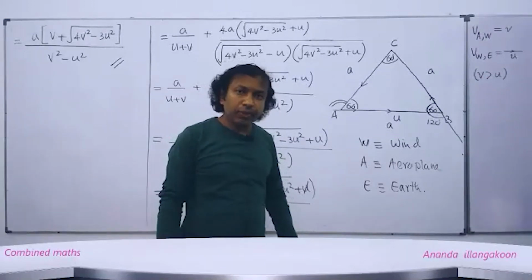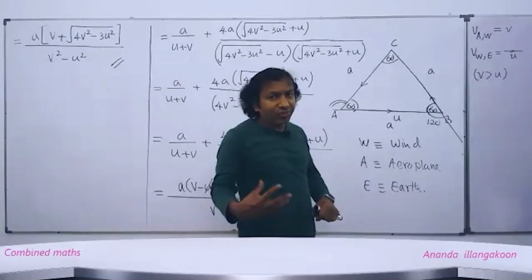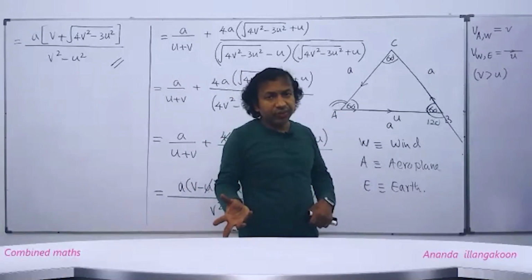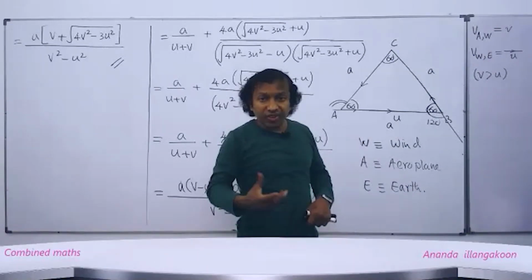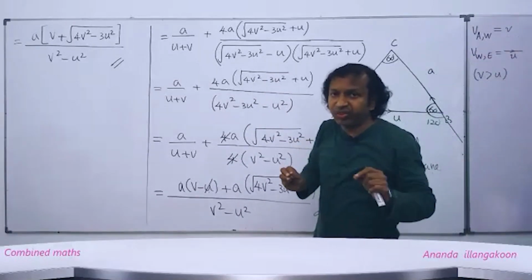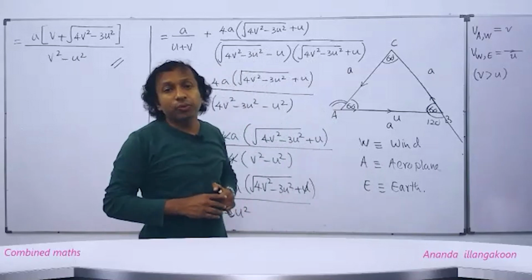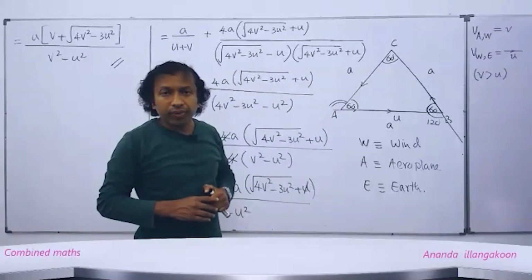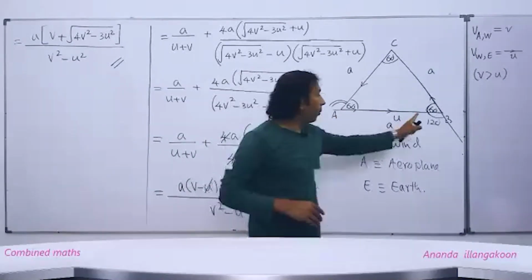The aeroplane is moving with what velocity? With the velocity its engine produces. What is that? V. That velocity we define as the velocity of the aeroplane relative to wind. With that velocity only the aeroplane moves. Okay. Then what is the time it takes from A to B?